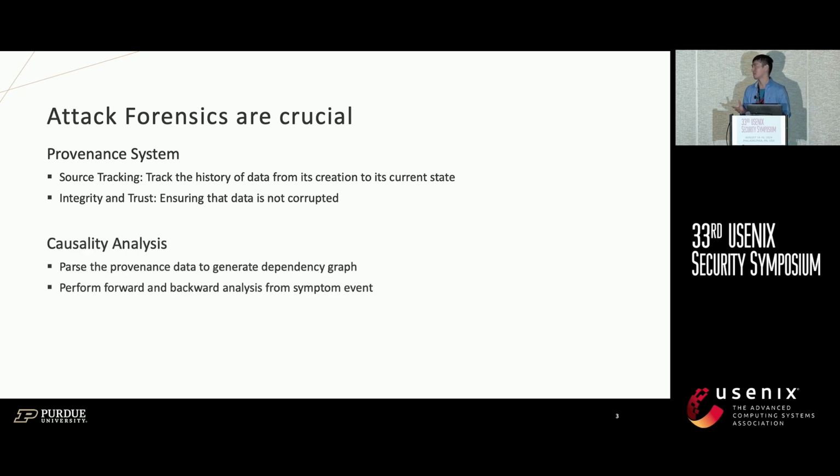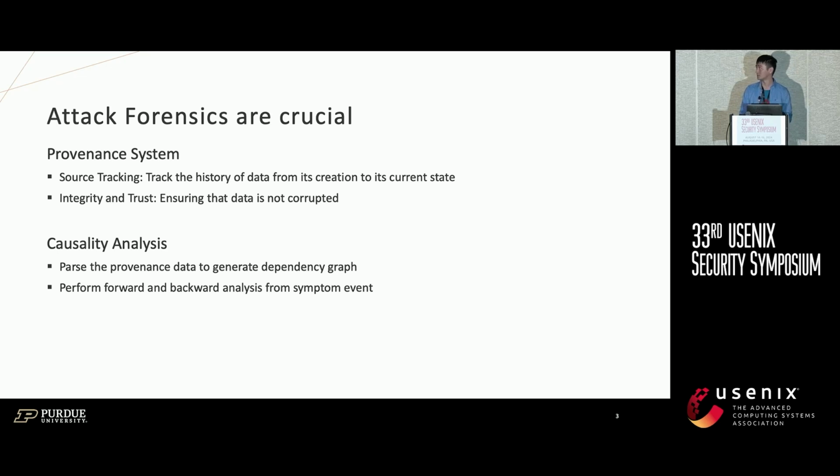There are 2 main parts in attack forensics scenarios. The first part is provenance systems. A provenance system is designed to check the history of data from its creation to its current state. It records metadata about data, including where the data comes from, who created or modified the data, and how the data is transferred over time.